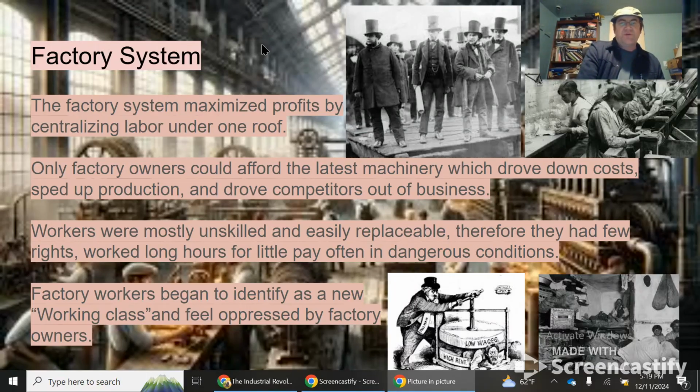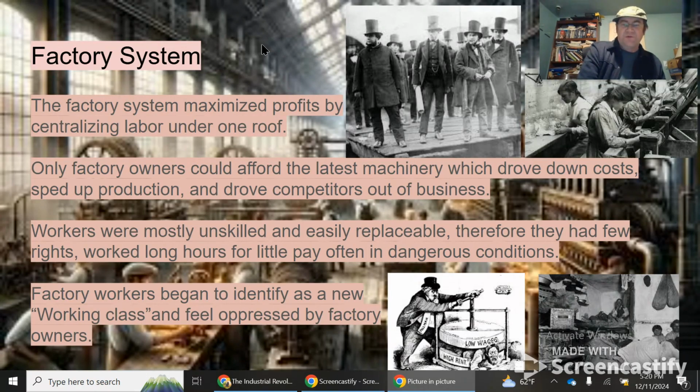Prior to the Industrial Revolution, many people made products in their own homes and then sold them at markets. The factory system was an innovation that replaced that system of manufacturing. So the factory system maximized profits by centralizing labor under one roof.